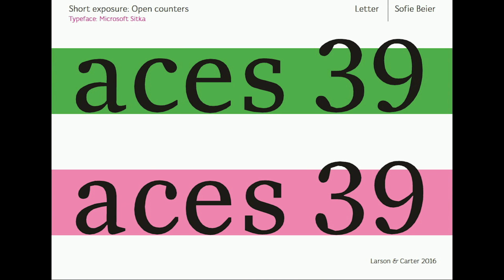This idea about open counters was also supported by a study carried out at Microsoft. Kevin Larson and Mathew Carter presented this a while ago at ATypI, some of you probably remember. When Mathew Carter designed the typeface Sitka for Microsoft, they carried out a number of investigations in the design process, looking at different variations of the letters. At a short exposure on screen, really quickly, people have to identify what they see. They also confirmed the notion of open counters and decided on using something similar to the upper row.